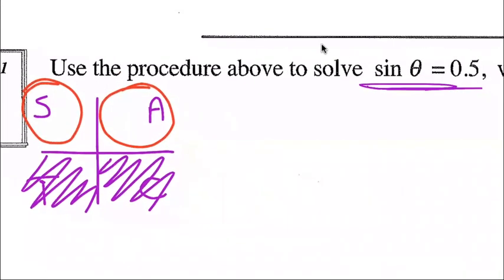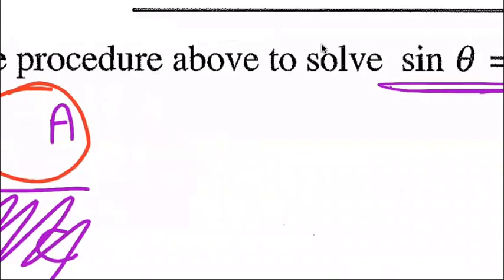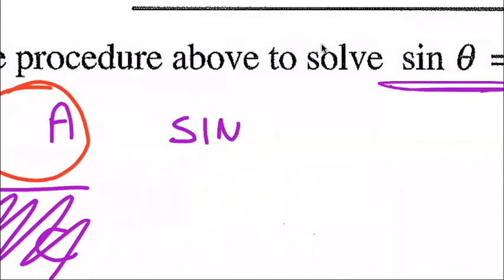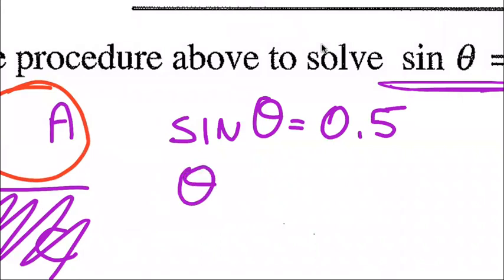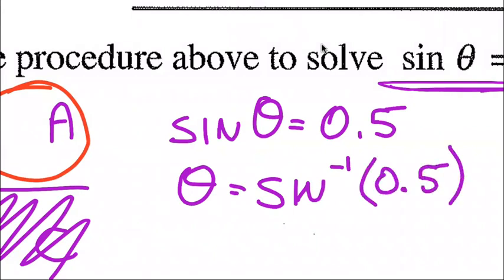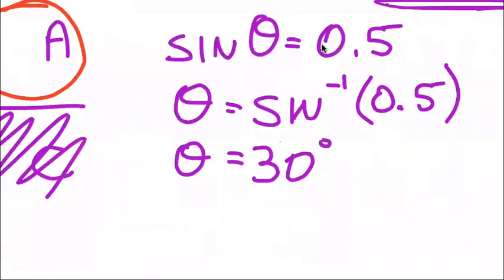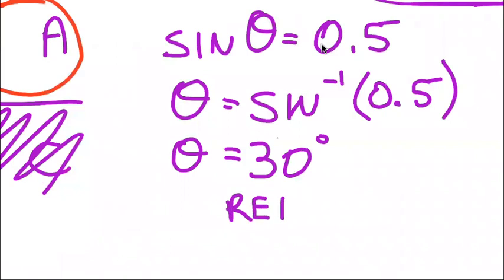Now I use my knowledge of trig ratios. If I know that sine theta is equal to 0.5, in order to calculate theta, I do the inverse function of sine of the absolute value of 0.5, which is already positive, so it's 0.5. And that's going to give me theta is equal to 30 degrees. This is my reference angle.